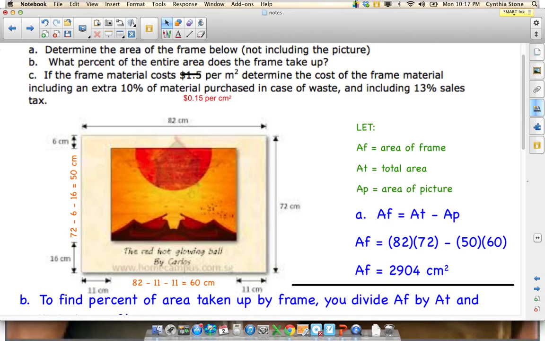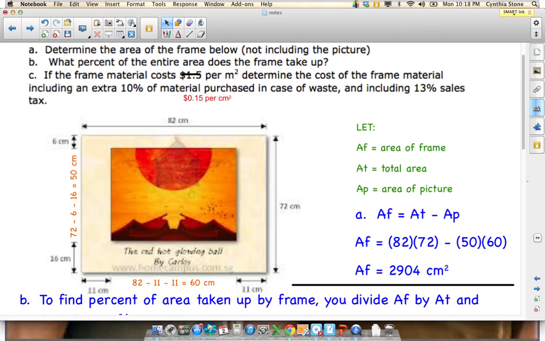So using the dimensions given to me, you can see in the orange that I figured a few things out. So the height of the picture was, if this whole thing is 72, and this is 16, and this is 6, then the height of the picture is 72 minus 6 minus 16, or 50. Okay, just took these off. And the width of my picture is same idea. Take this piece off, the 11 here and the 11 here, so 82 minus 11 minus 11. So that's for my photo.